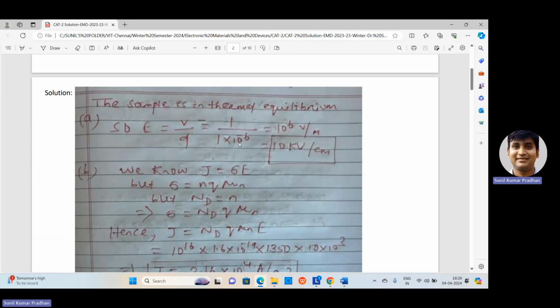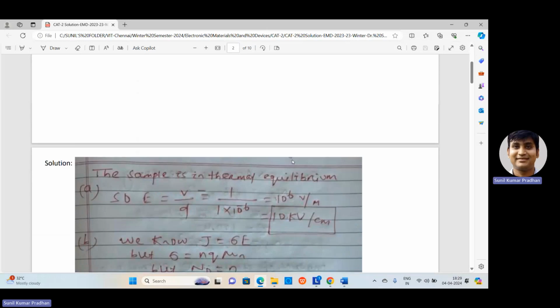And 1 micrometer, as you know, is 10^-6 meter. So if we divide, it comes to 10^6 volt per meter. Or if you convert it into kilovolt per centimeter, it comes to 10 kilovolt per centimeter. Okay. So we have to take care of the units, whether it is in volt per centimeter or volt per meter. In volt per meter, it is 10^6 volt per meter, and in kilovolt per centimeter, it is 10 kV per centimeter.